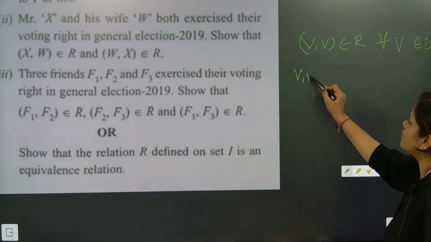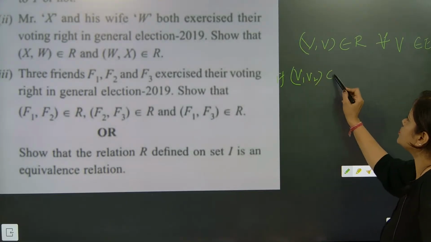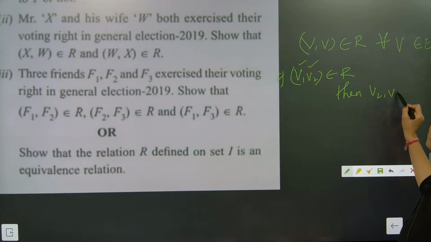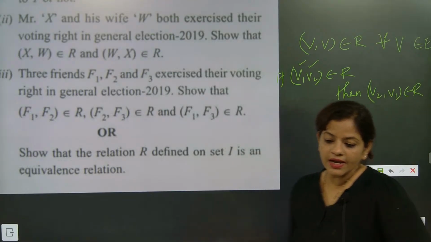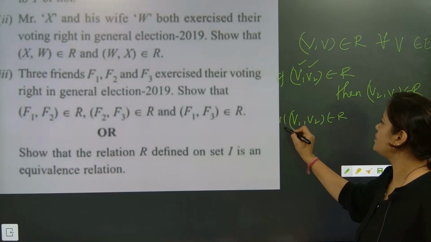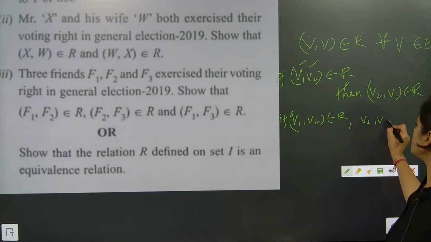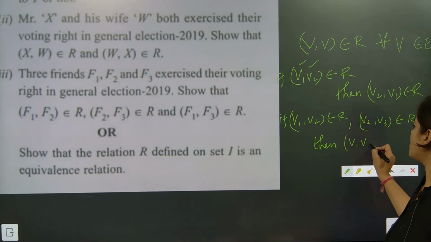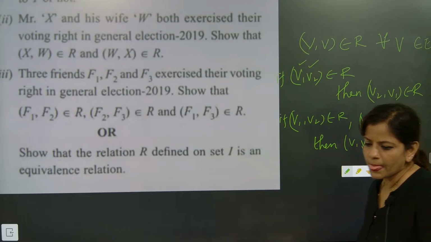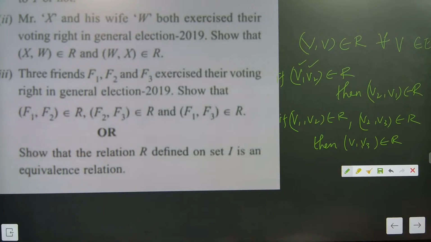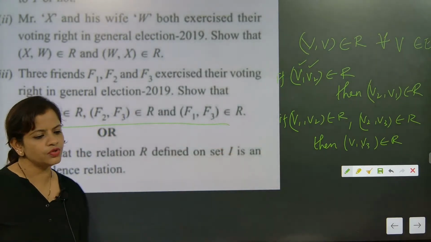Now if B1, B2 belongs to R, meaning these two people casted the vote, then in reverse B2 comma B1 also belongs to R. Understood or not? Its reverse is also possible. And now next one: if B1 comma B2 belongs to R and B2 comma B3 belongs to R, then B1 comma B3 belongs to R. Done now. So what is that exactly going to be? Transitive relation. That's what is exactly given here, and this is a transitive relation to the point it is given.